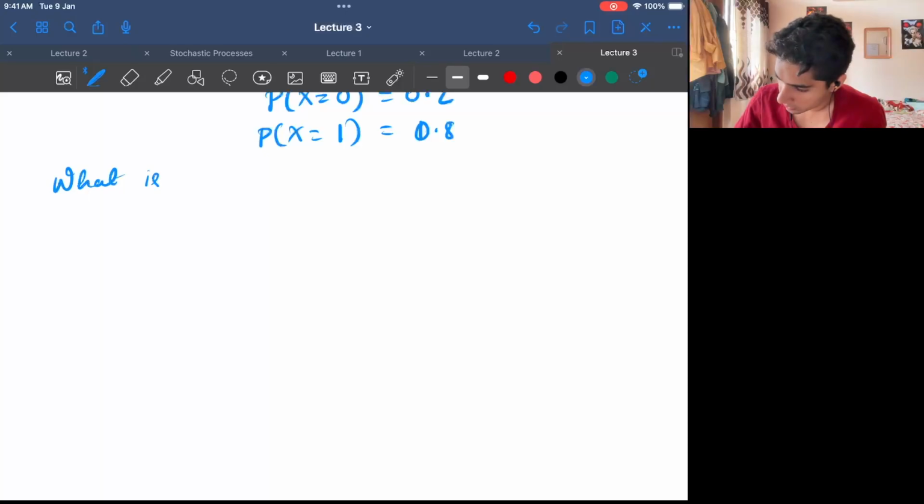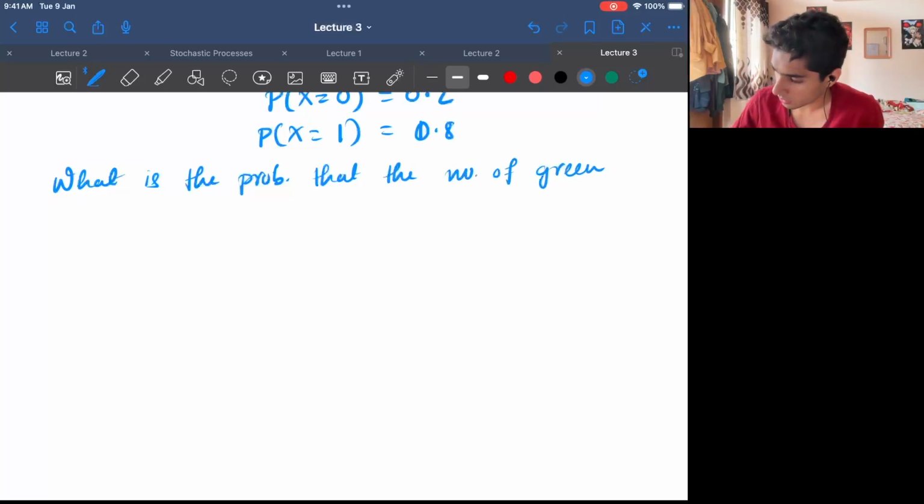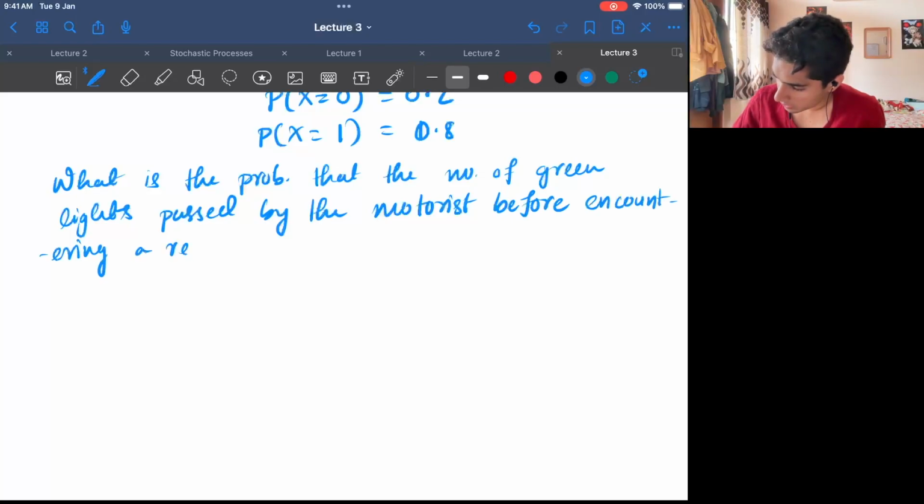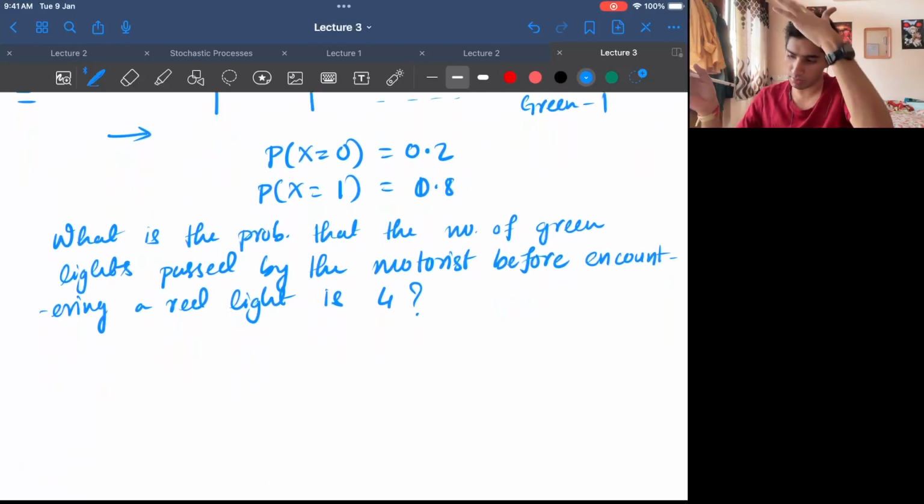let me write it down. What is the probability that the number of green lights passed by the motorist before encountering a red light is 4.